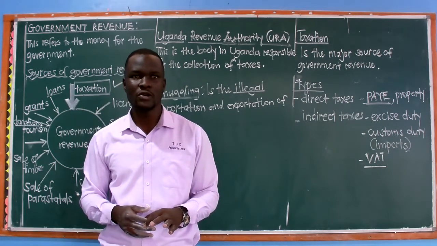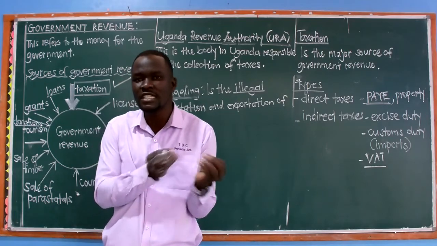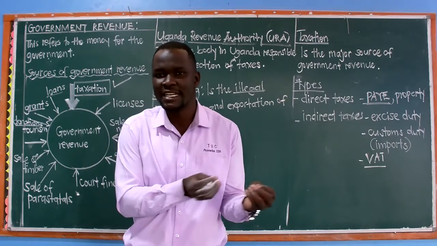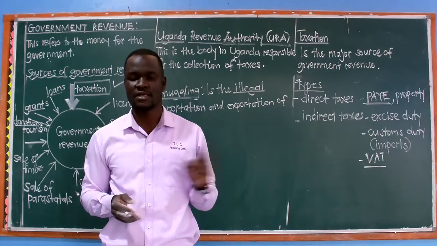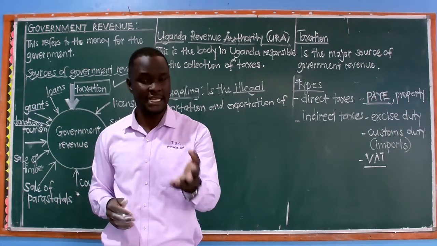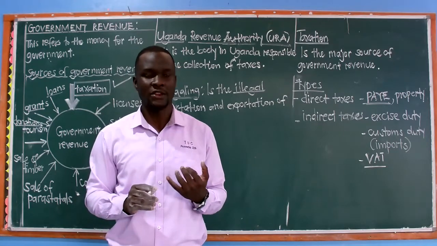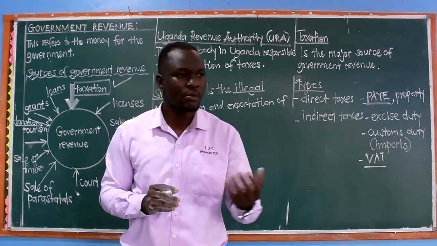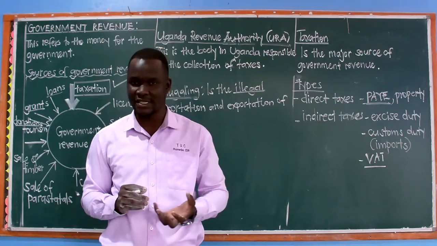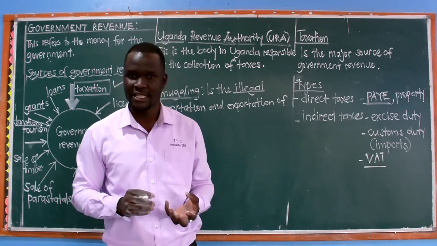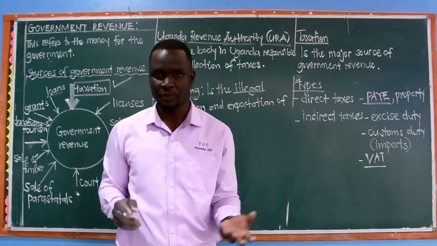So why do people do smuggling? They want to dodge paying tax to the government. We shall be looking at the dangers of smuggling. One, those people might end up bringing things which are dangerous, which are expired, things which are harmful to us.